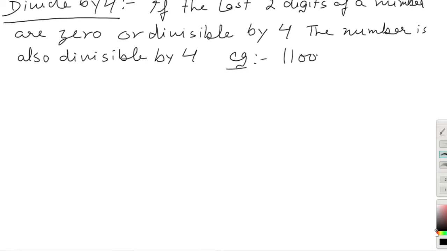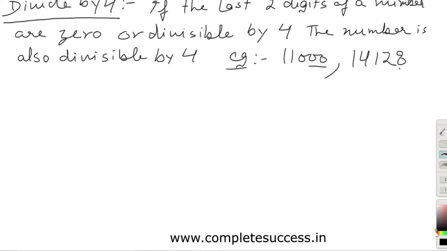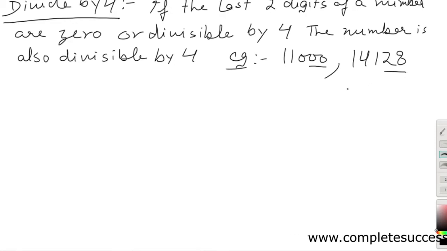Example, 11,000. Is it divisible by 4? Why? Because the last two digits are 0. Example, 14,128. Is it divisible by 4? Because the last two digits are divisible by 4. 28 is divisible by 4, that means this number is divisible by 4. If the last two digits of any number are 0 or divisible by 4, the number is also divisible by 4.